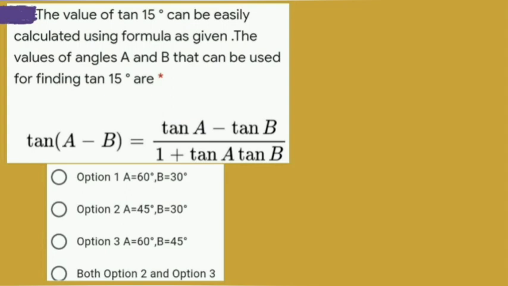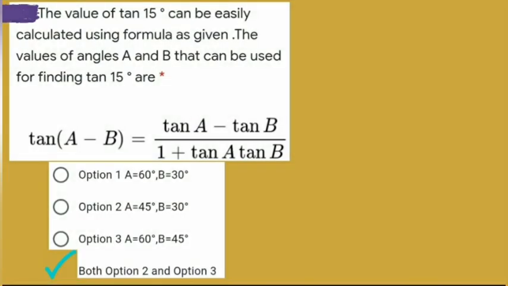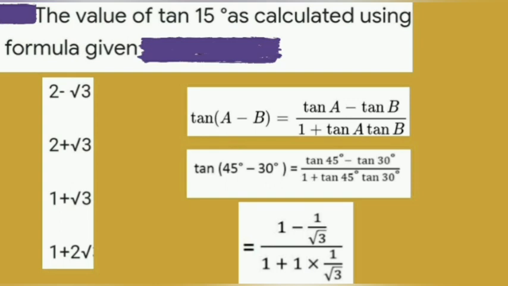15 degree. There are two options given that can give the difference as 15 degree. One is A 45 degree, B 30 degree, and the second is A 60 degree and B 45 degree. So we can say both option 2 and option 3 are correct in this case. Hence the last option, that is both option 2 and option 3, is the correct answer for this question. So moving ahead, it says find the value of tan 15 degree using the formula that has been given in the question. So we select any one of the values.